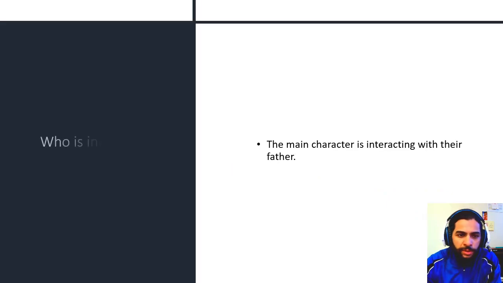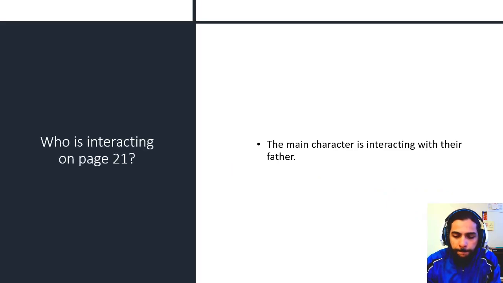And one more example of a level 1 kind of basic level question, you could ask something like, well, who is interacting on page 21? Looking at page 21, or just this is an example, looking at whatever page it is, you can answer the question by saying the main character is interacting with their father. And that is a clear, basic question that you are able to answer with evidence from the text.